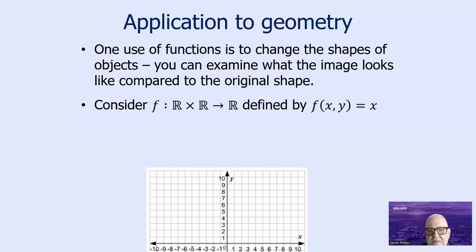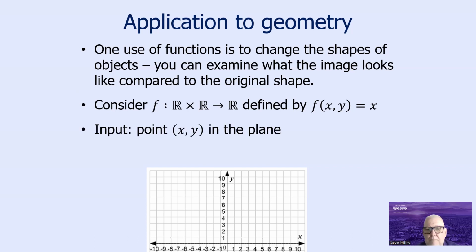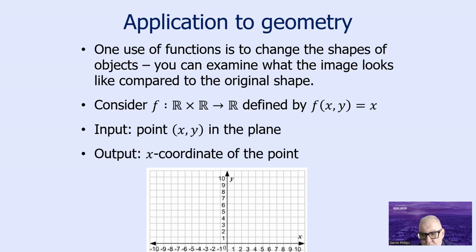So if we consider the function of the cross product of reals to the real, we can define that as f of x, y is equal to x. And we can consider that. We input point x, y in the plane, and then it spits out a particular value where we're really looking at the x coordinate of that point. That's very useful.